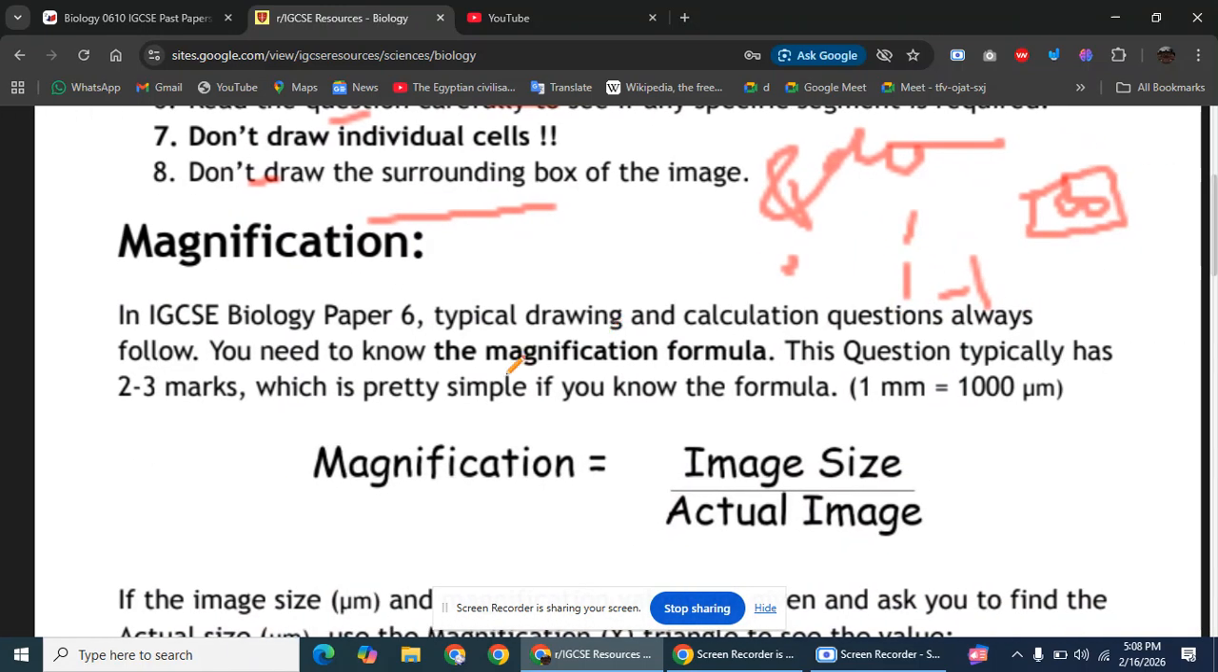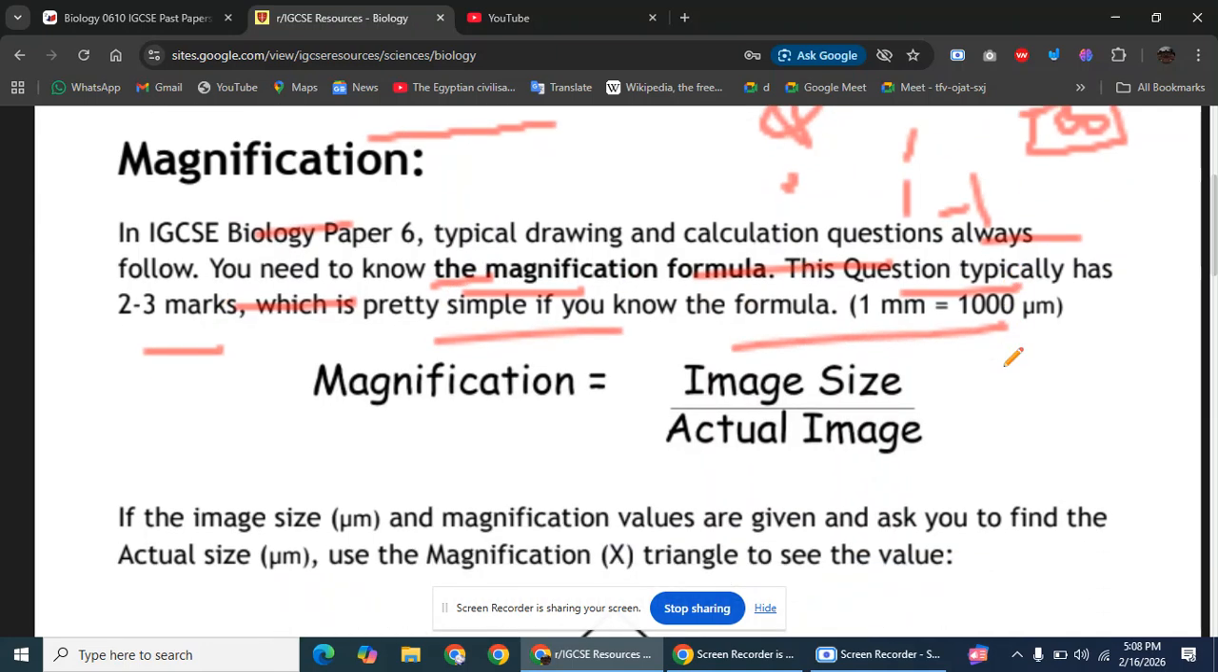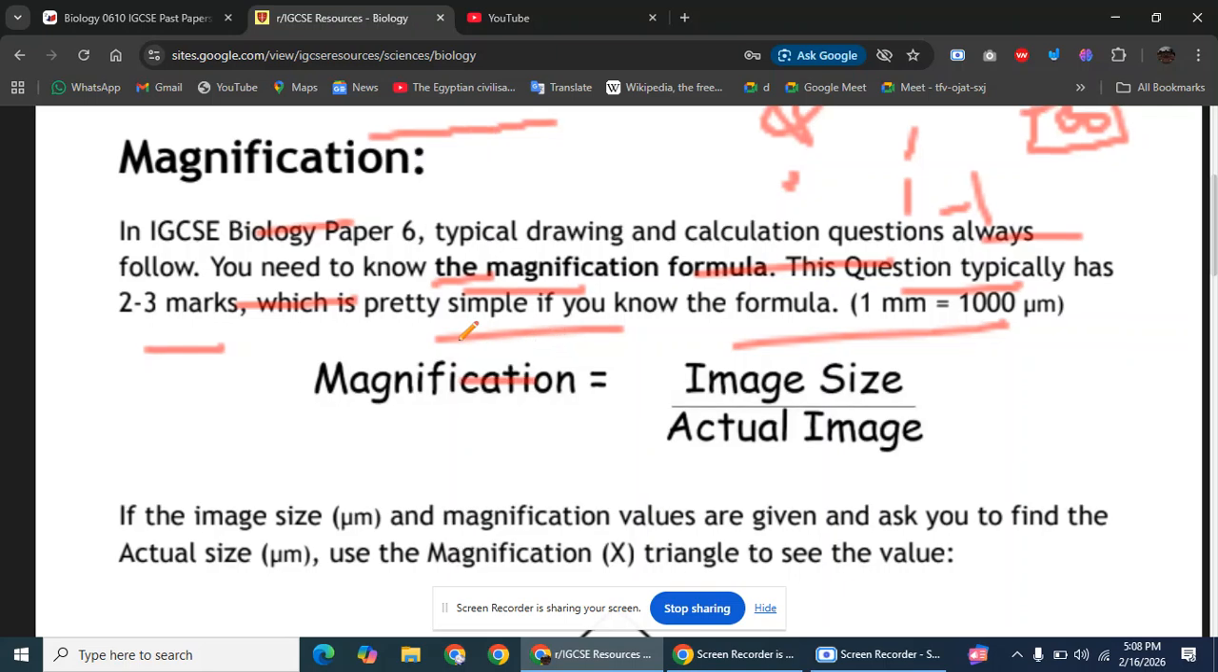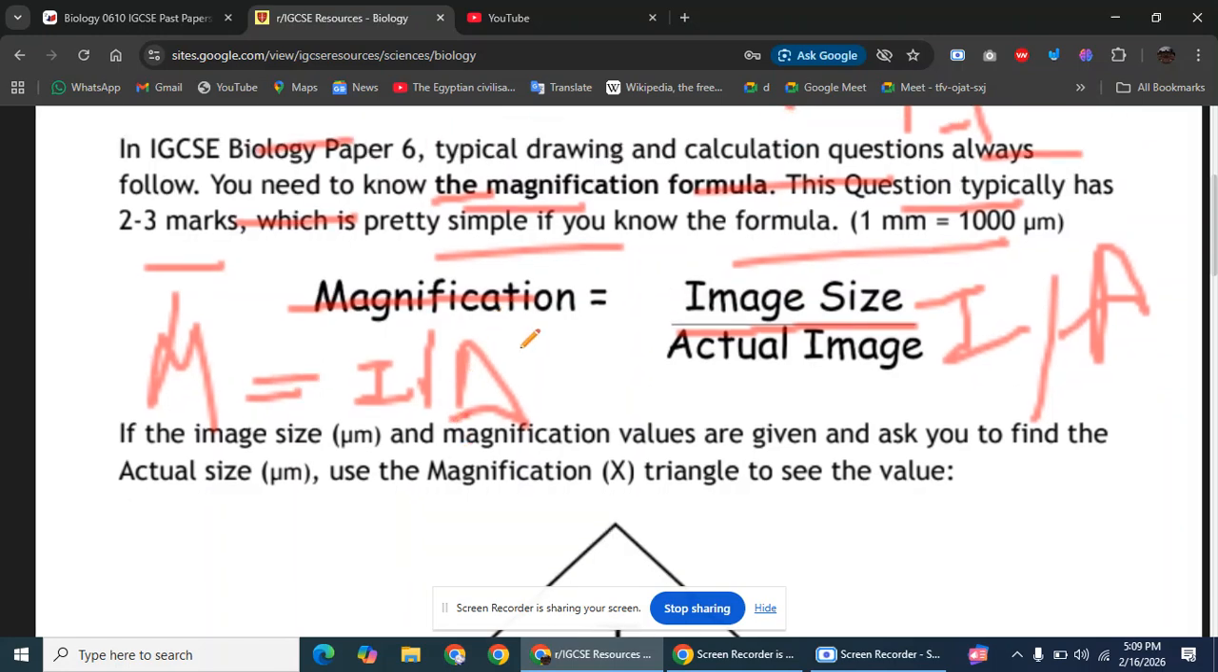Magnification. When we talk about magnification, in IGCSE paper 6, drawing is typically followed by calculation questions. When you have the magnification formula, the question typically asks for 2 to 3 marks. It's pretty simple and you should know the formula. 1 millimeter is equal to 1,000 micrometers. When it comes to magnification, we divide the image size by the actual size. So magnification is I over A, so you've got to keep that in mind.